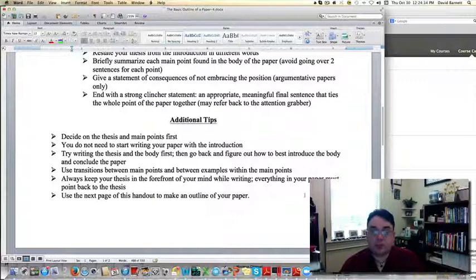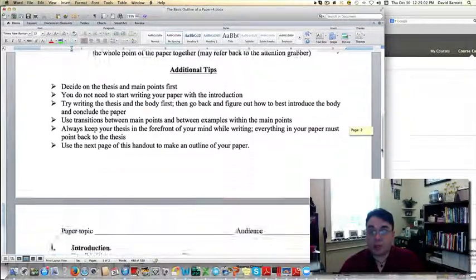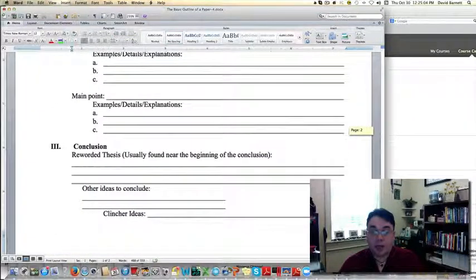Additional tips: decide on your thesis and your main points first. We already talked about that. You do not need to start writing your paper with the introduction, not at all. You just want to use this platform as a way to guide you through your research, so that when you do write the paper, all you have to do is refer back to it and the ideas will just start flowing because you've already done your homework. Now, if you wait to the last minute, that's not going to be as easy to do, so keep that in mind. So enjoy this. I know it'll be a guide for you, and I hope it'll help.